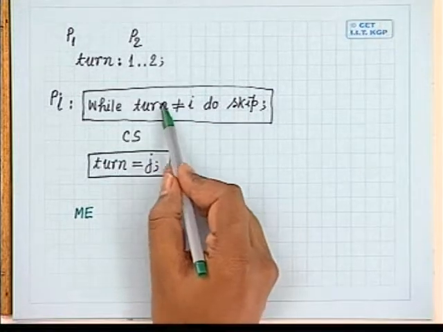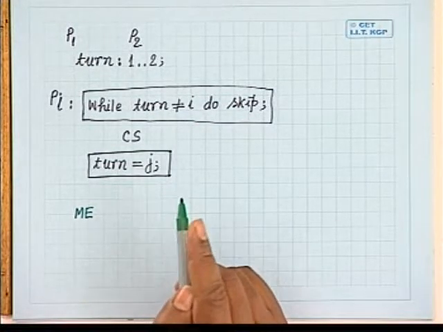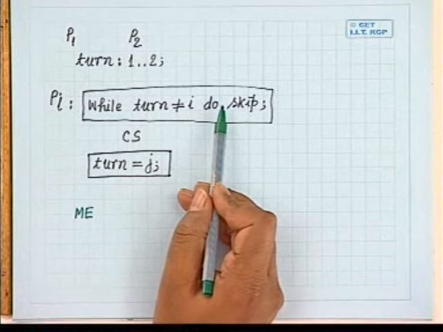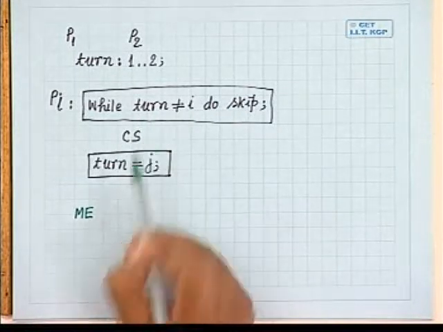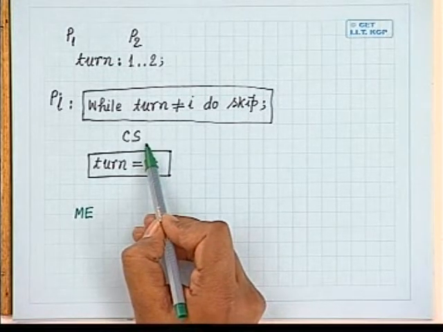Simply because though turn is a shared variable, it's a single variable, and it can only assume one value at a time. Turn cannot assume more than one value at a time. So because turn will have only one value, either 1 or 2, one of the processes, either process P1 or process P2, will enter the critical section. Two processes cannot enter the critical section simultaneously, right?